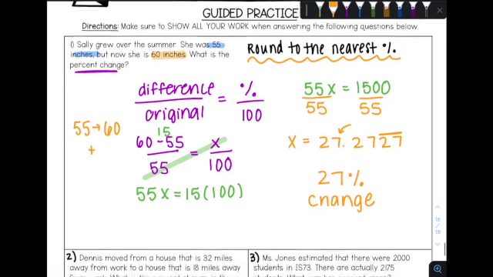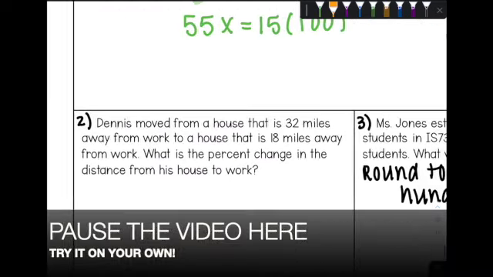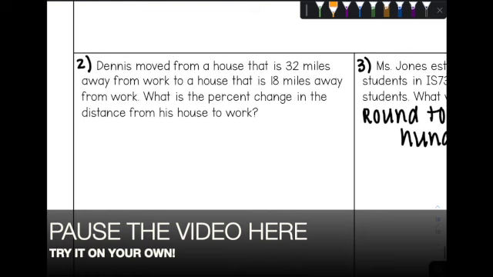All right, let's try number 2. Pause the video, try number 2 on your own, and come back and check your answer to see if you're correct.